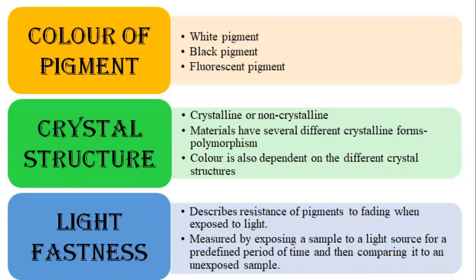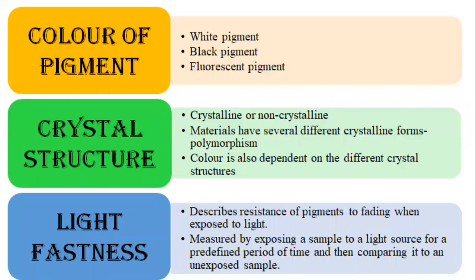So the color of pigment mainly depends on the chemical structure, and usually this chemical structure is determined by the absorption and the reflection of the wavelength that occurs on the surface of the pigment. So usually colored pigments absorb the wavelength. For example, black pigment absorbs almost all the light. White pigment reflects virtually all the visible light falling on the surface.